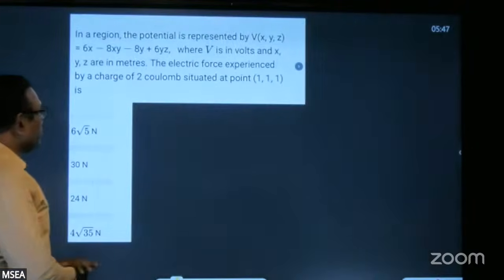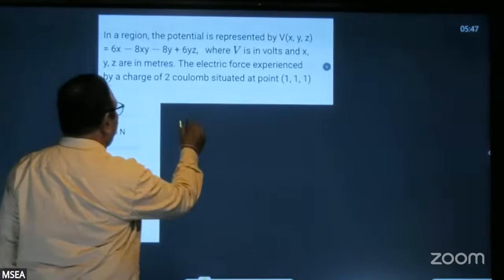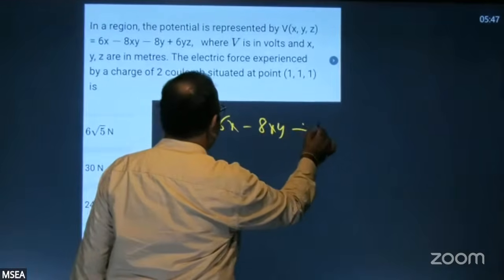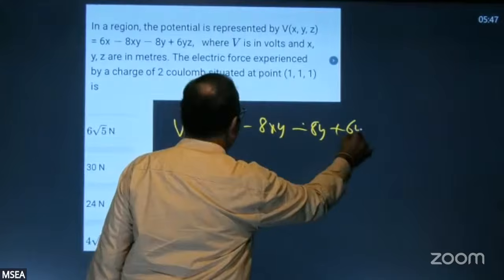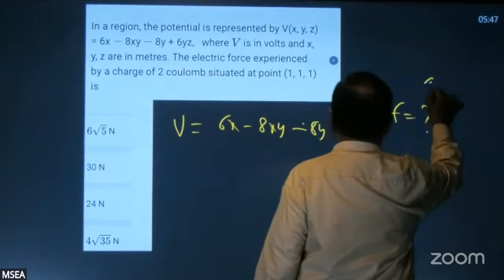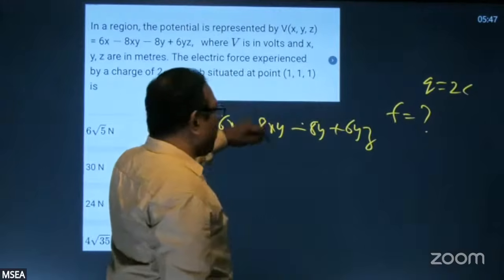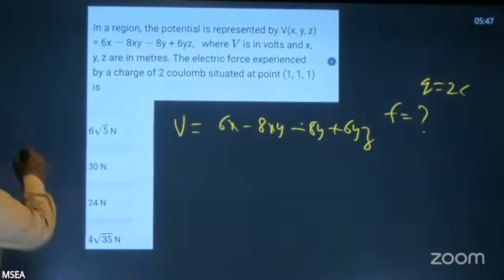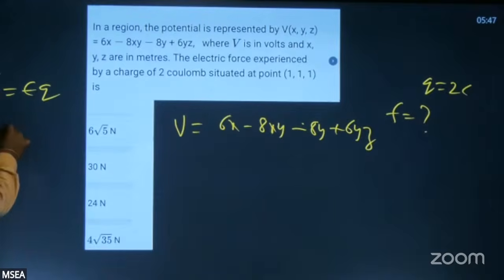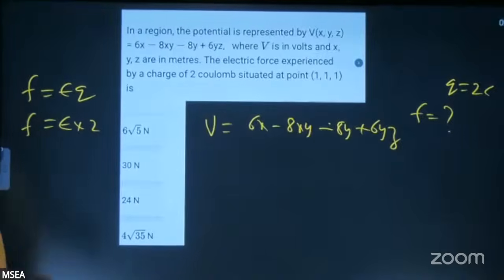In a region the potential is represented by 6x minus 8xy minus 8y plus 6yz. Whenever this type of question is given, force is being asked and the charge is given as 2 coulomb, at the point 1 comma 1 comma 1. How do we get force? Force is equal to E into Q. Of course, the charge is already given, 2 coulomb. You have to calculate force.